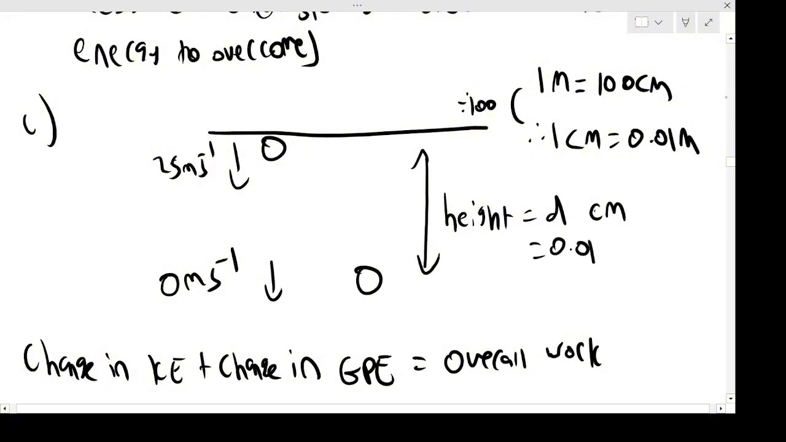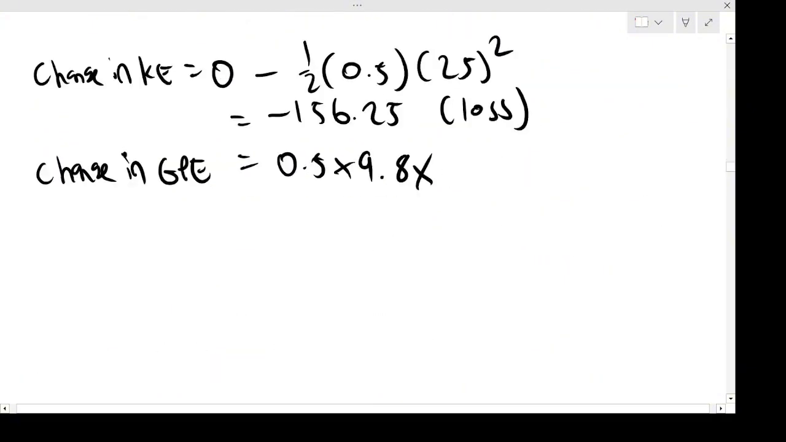So that's simply going to be 0.01d meters. So the height in meters is 0.01 lots of d, because it has to be in meters. So hopefully that made sense. The units do matter. So it's not d we've gone down by, it's 0.01d. That's what we're going to use. And it's going to be a negative because we've gone down by that amount. So the change in GPE is going to be negative 0.049d.